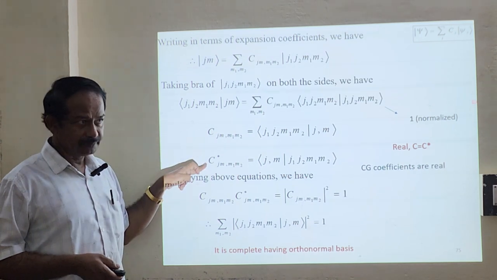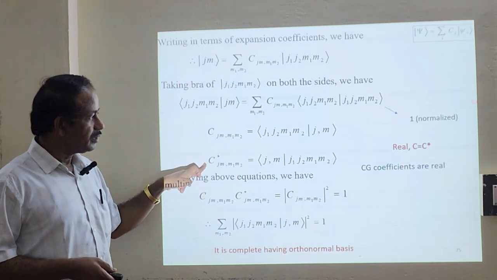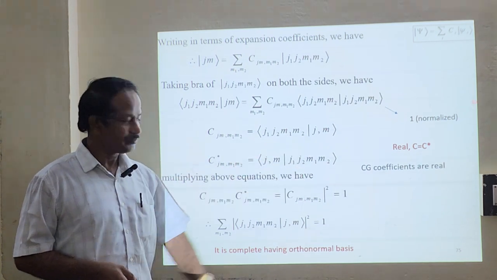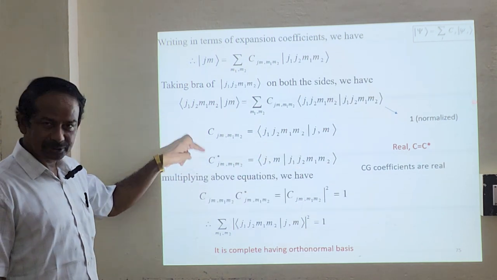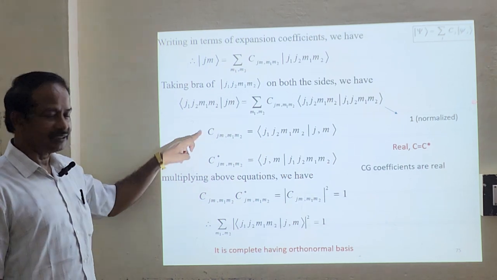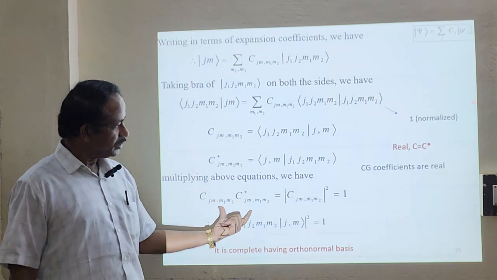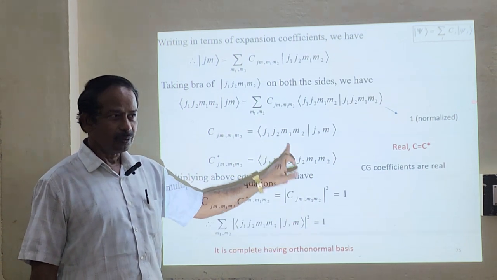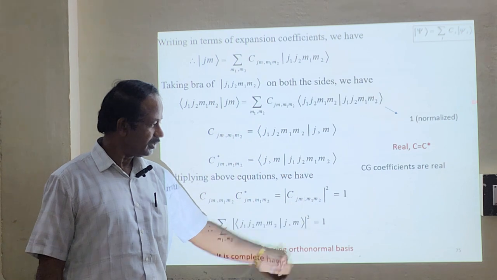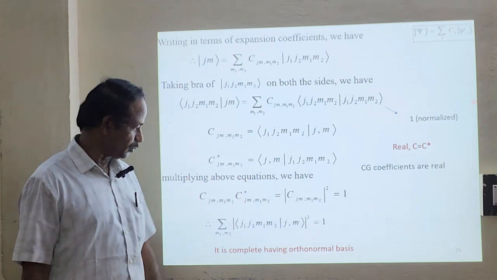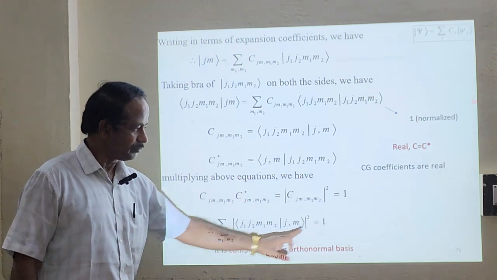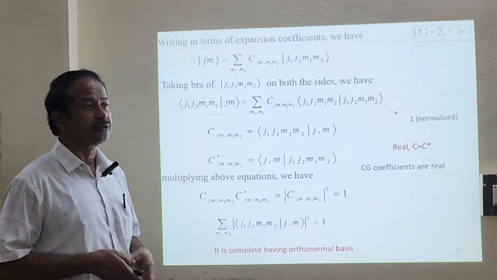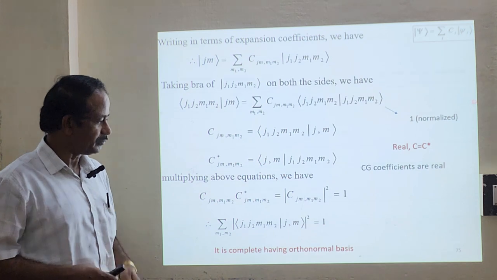Just take the complex conjugate of this. Taking the complex conjugate means you just have to interchange the bra and ket. Then multiply these two, and that will give you the answer, 1. So this answer will be the modulus of C squared, which is equal to 1. So it is complete, having an orthonormal basis. They are all orthonormal basis.